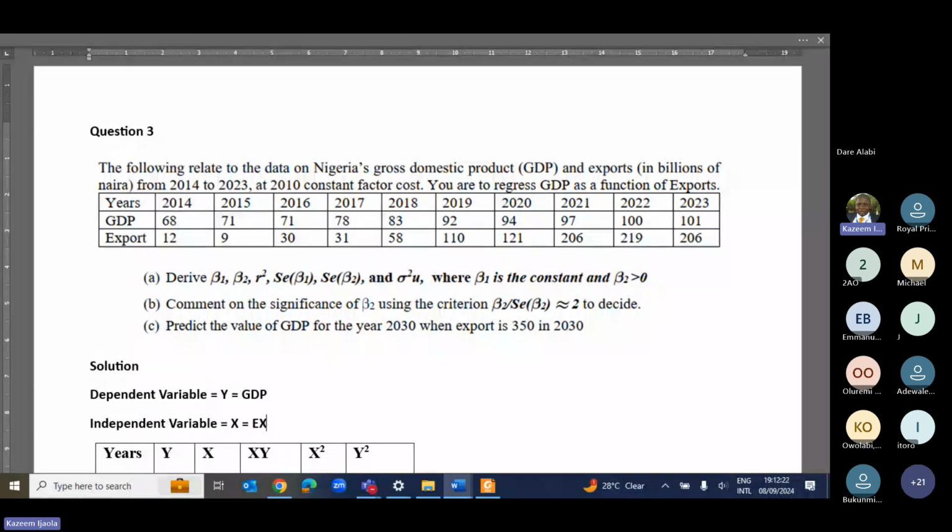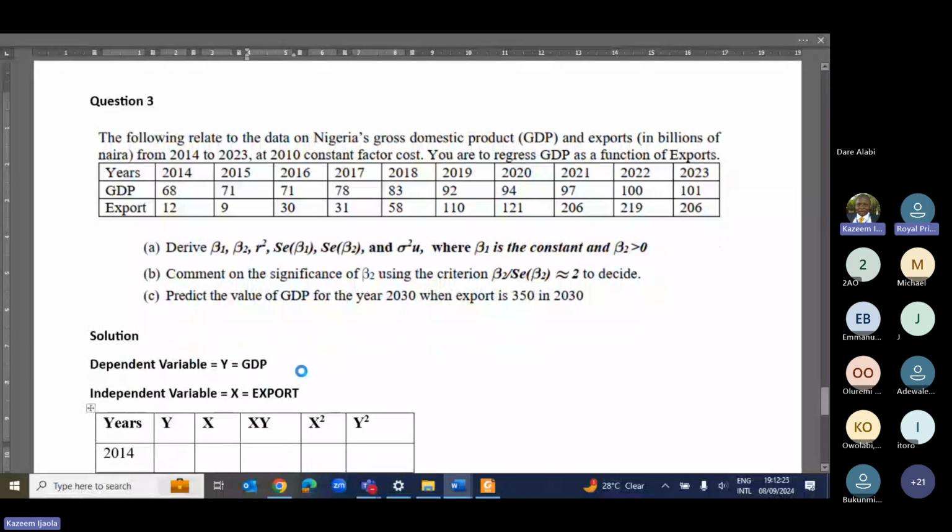Because if you mix this up, if you put X and Y, you put GDP as X and export as Y, you have failed the question from the start. If you swap them like this, you must understand. That's why I don't cram, I understand. If somebody asks, you think X will always come before Y. That's an error.